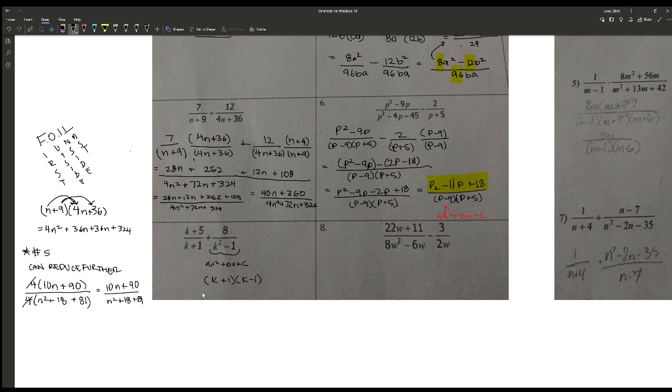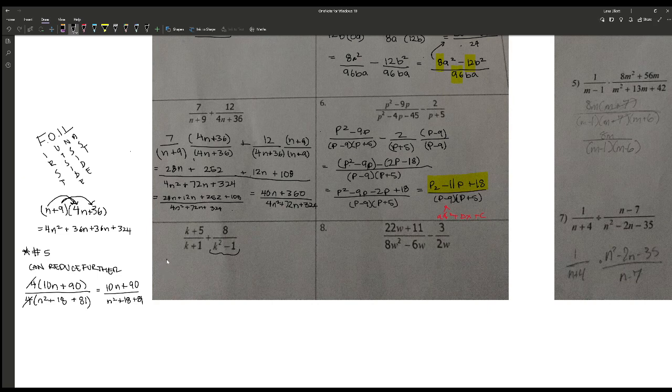And this is true because when we use FOIL, we do first, k squared, then outside, minus 1k for consistency. Then we do plus 1k, and then plus 1 times minus 1, positive times negative gives you a negative. So essentially these cancel out. Negative k plus k gives you 0. So once you factor that out, the question becomes solvable. It just becomes exactly like number 6.